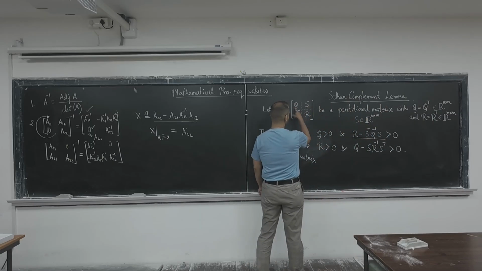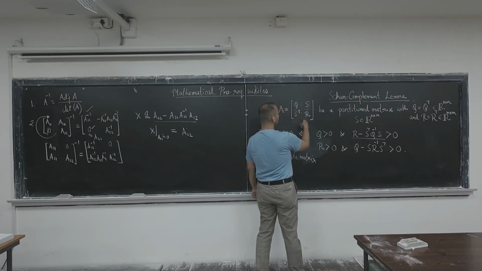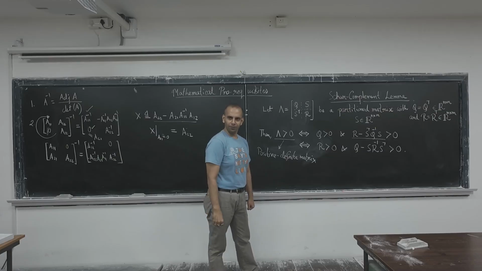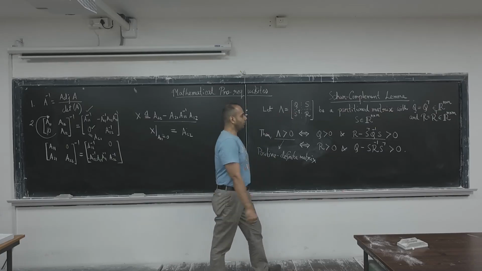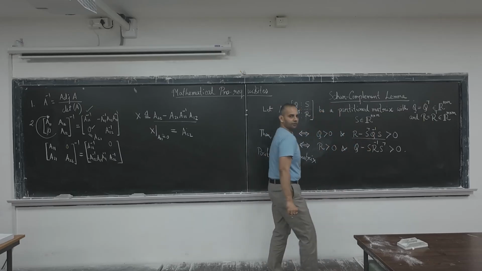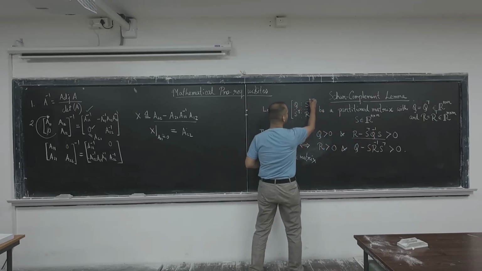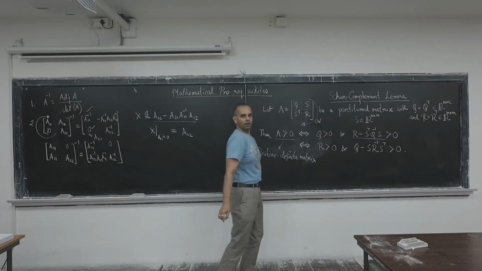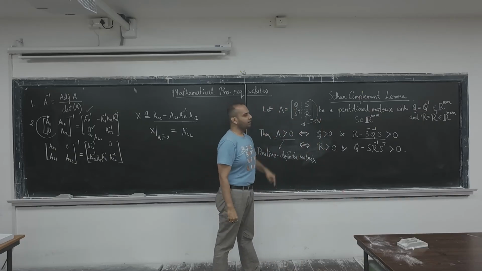So the first one is the Schur complement of the matrix with respect to Q. Once again, the Schur complement of the matrix with respect to Q, because here we are considering Q inverse. So it has a nice pattern of going clockwise. You just mark which one is invertible.